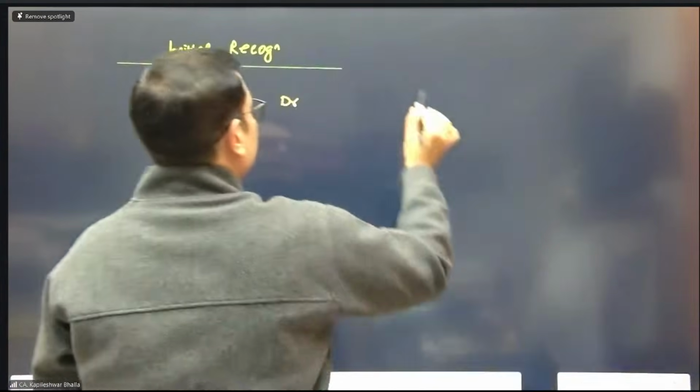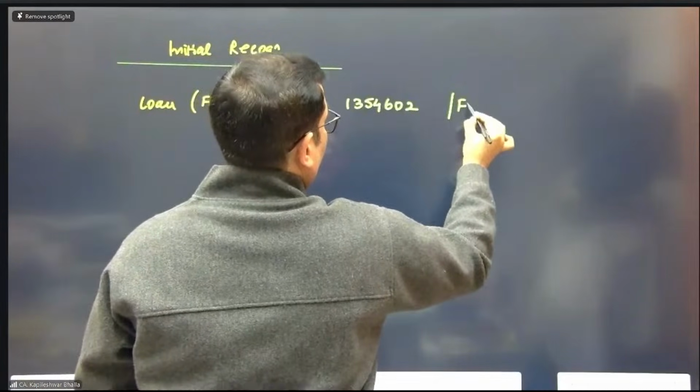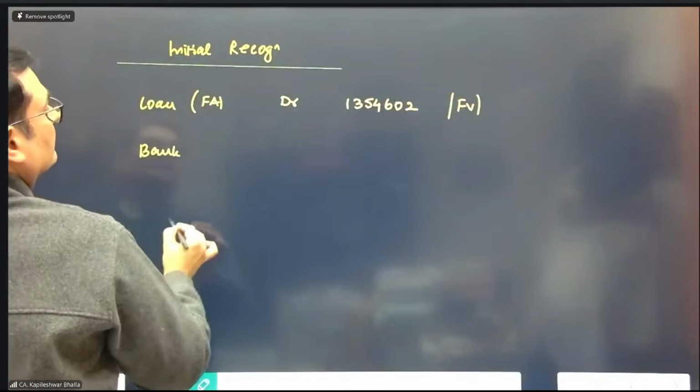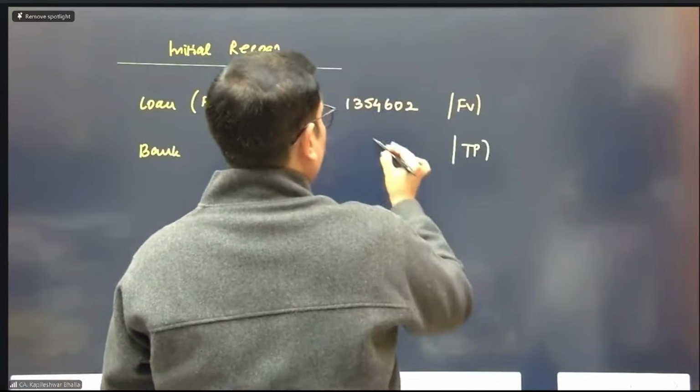So if I look at the entry at initial recognition, in this case financial assets will get a debit, which is the loan. And this loan is going to be captured at fair value, 13,54,602. That is supposed to be the fair value. And we record the entry bank, with the credit, at the transaction price, which is 15 lakhs.